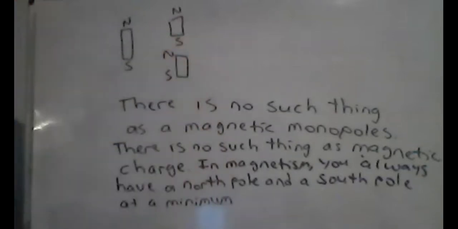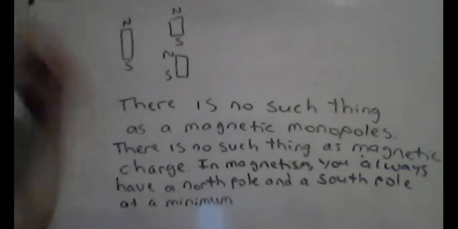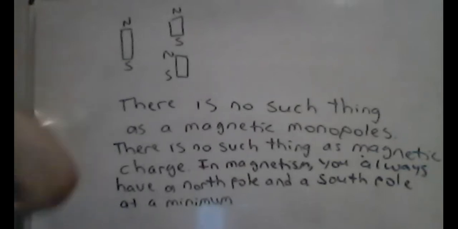You can dice up this magnet as much as you possibly want. You can get it down to the atomic level. Even an atom has what's called a magnetic dipole moment. Even an atom will have a North Pole and a South Pole. So there's nothing you can do about it. You'll never find a magnetic monopole. And so again, we've been talking about electric charge. Well, an electric charge is what's called an electric monopole. There is no such thing as magnetic charge.